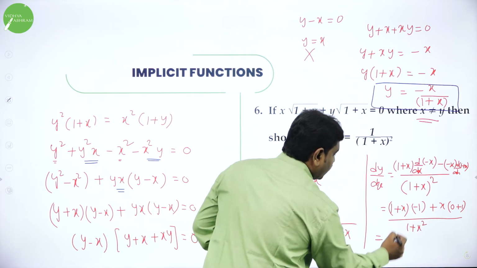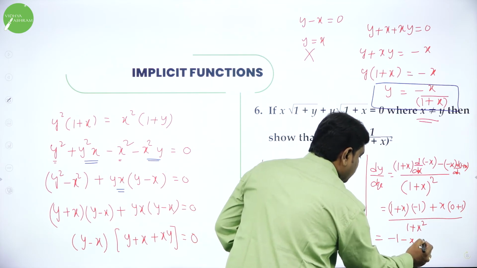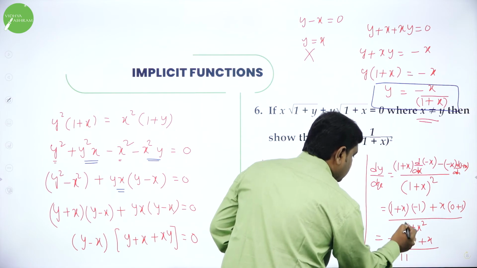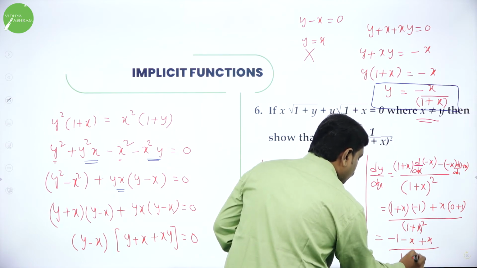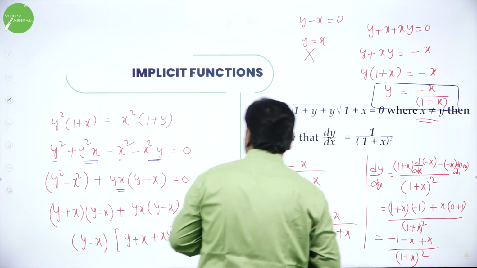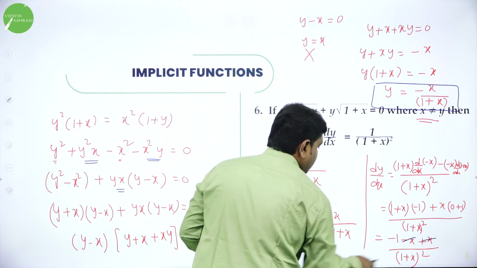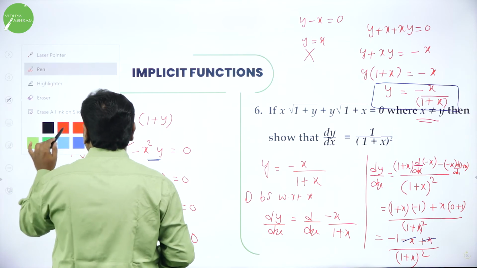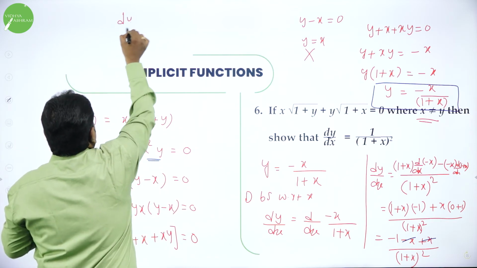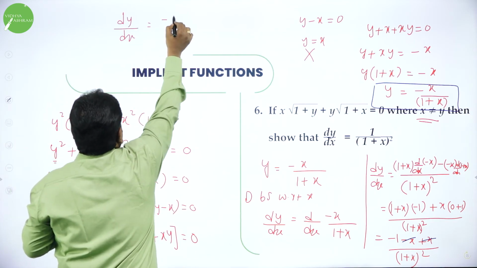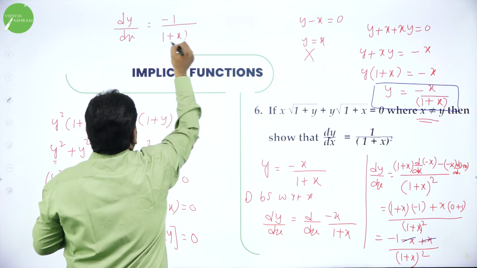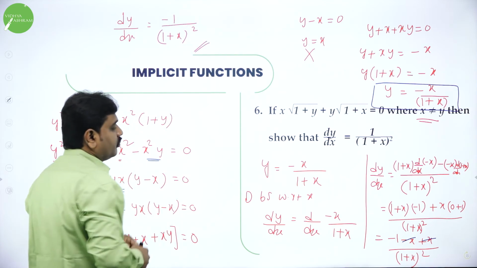Now further simplify: minus 1 minus x plus x divided by 1 plus x the whole square. So you know, minus x and plus x cancel. So finally what is left out? dy by dx, in the numerator I am left with minus 1, in the denominator I am left with 1 plus x the whole square, hence the proof.